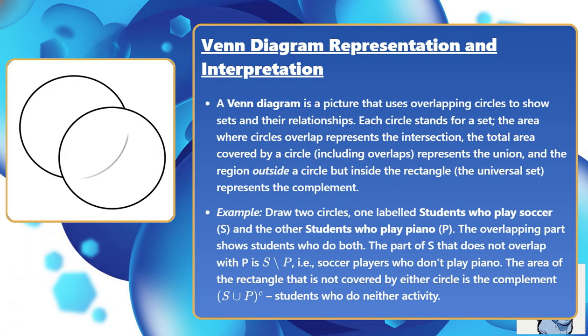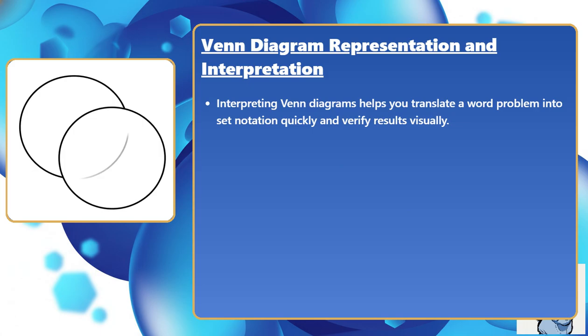Example: draw two circles, one labeled students who play soccer, S, and the other students who play piano, P. The overlapping part shows students who do both. The part of S that does not overlap with P is S minus P, i.e., soccer players who don't play piano. The area of the rectangle that is not covered by either circle is the complement (S ∪ P)^C, students who do neither activity. Interpreting Venn diagrams helps you translate a word problem into set notation quickly and verify results visually.